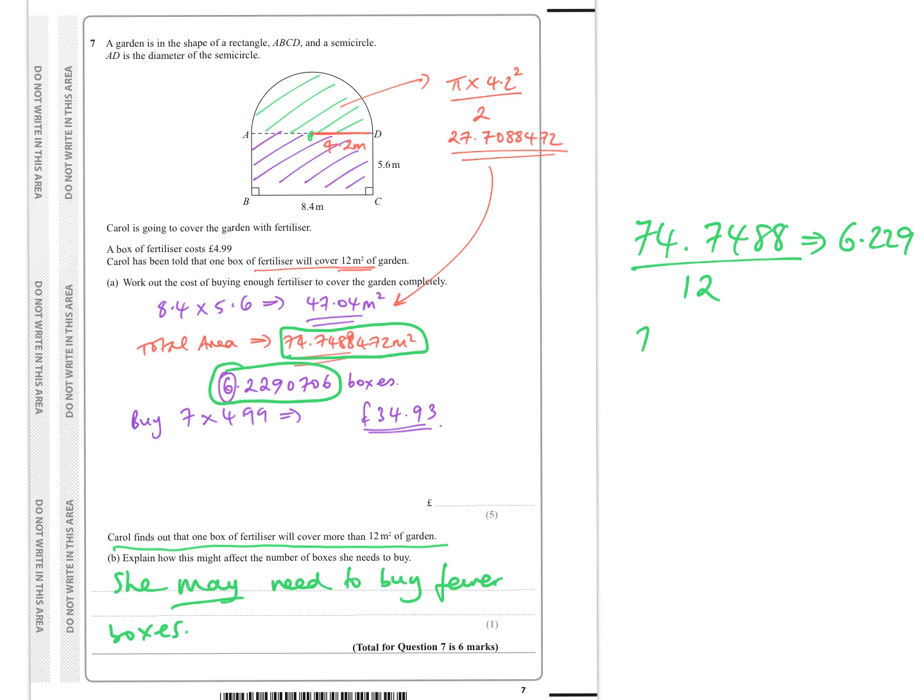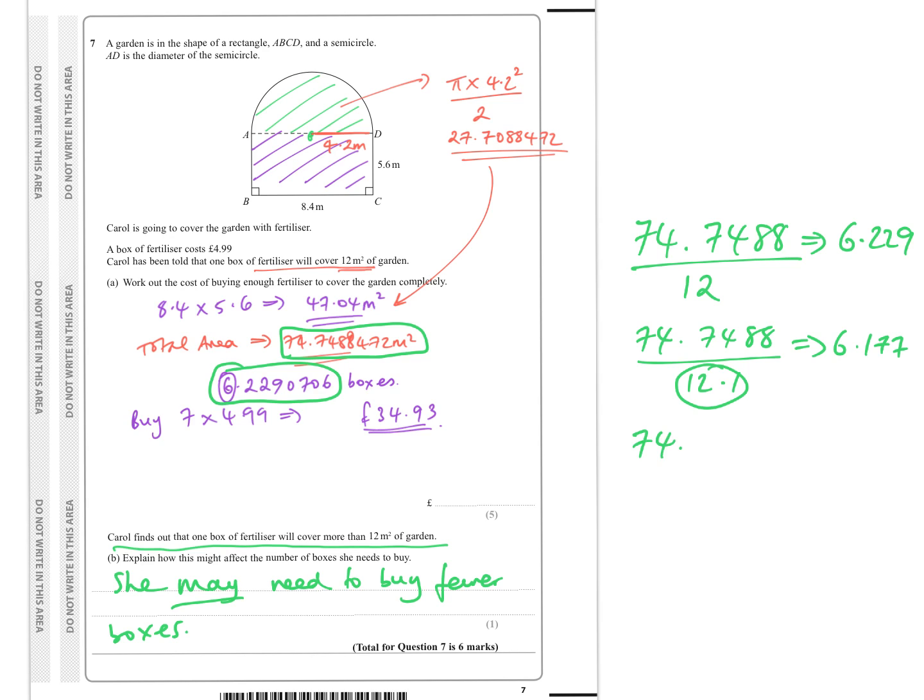But if we upped this, and the actual fertiliser is only going to cover, say, 12.1 metre squares of garden, i.e. a little bit more, if we divide that by 12.1, then 74.7488 divided by 12.1, well, that's going to be 6.177 boxes required, which is still 7, but this number could go up, which means that you'd have one box of fertiliser, but it will cover more garden.